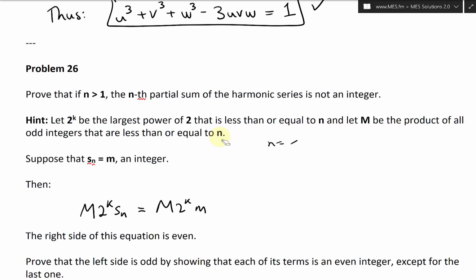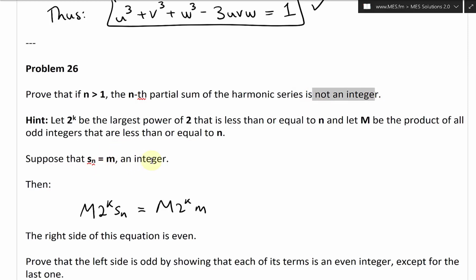And then let M, capital M, be the product of all odd integers that are less than or equal to n. So in other words, if n equals 7, then M is going to be equal to 1 times 3 times 5 times 7. And yes, that's what we get. Alright, and then suppose that S sub n, which is the nth partial sum of the harmonic series, equals an integer. So just suppose that, and we're going to prove that it's not.